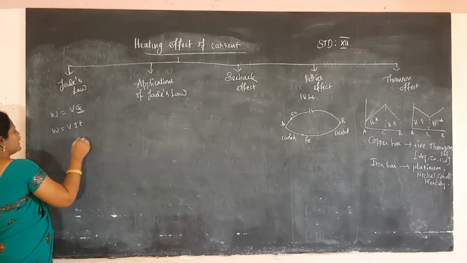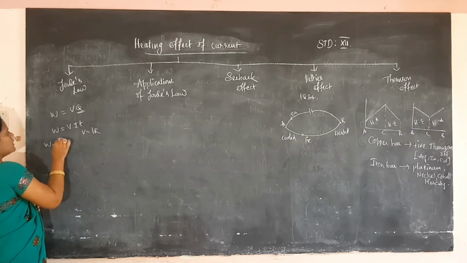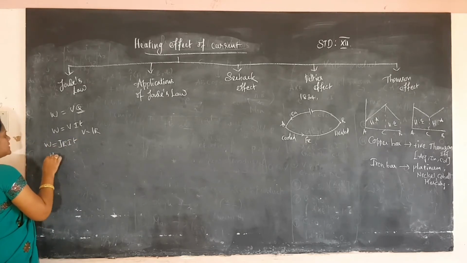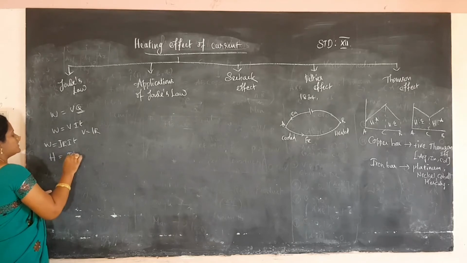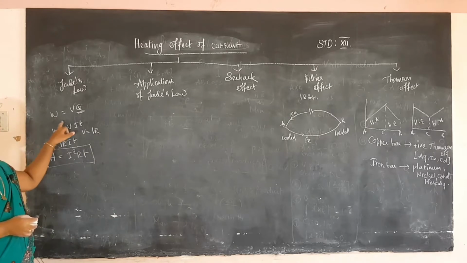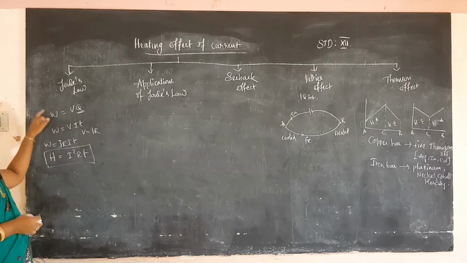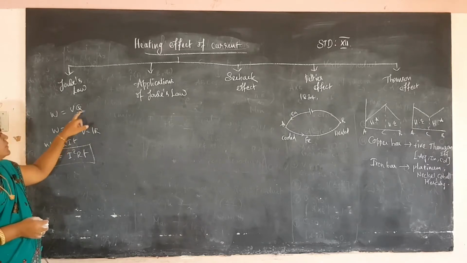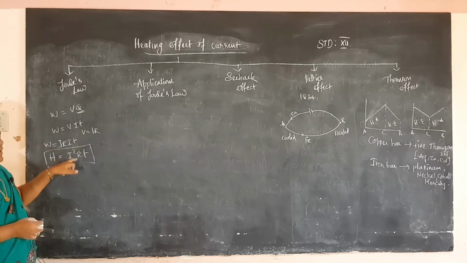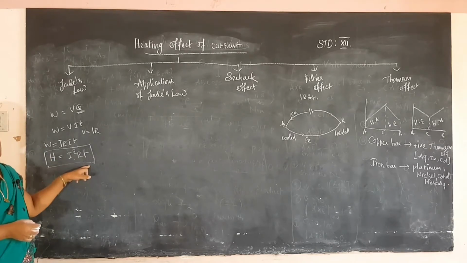According to Ohm's law, V is equal to IR. Substituting V as IR, W is equal to IR into I into T. The work done is stored as heat energy H. So heat energy H is equal to I square RT. This is Joule's law. How do you derive it? Work done W is equal to voltage V into Q. Substitute Q as I into T, and V is equal to IR, so IR into IT gives I square RT. The work done is stored as heat energy, so H is equal to I square RT. This is Joule's law.